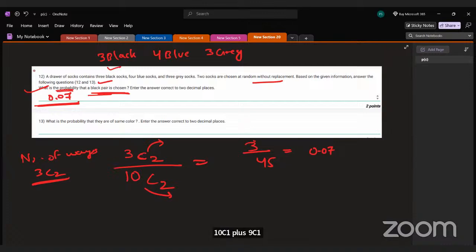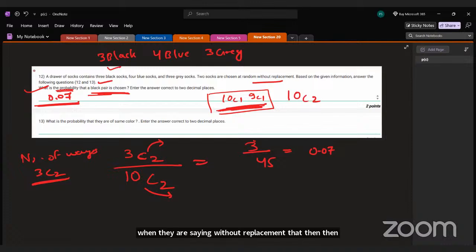Once you have chosen the first one, you have only 9 to pick the second. But when they are saying without replacement, then we do 10C2. If it was saying with replacement, then we would have done 10C1 into 10C1.